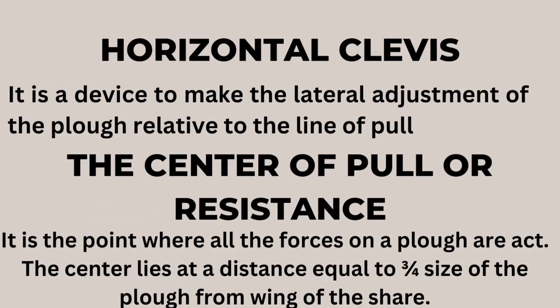Horizontal clevis. It is a device to make the lateral adjustment of the plow relative to the line of pull. Center of pull or resistance. It is the point where all the forces on a plow act. The center lies at a distance equal to 3/4 the size of the plow from the wing of the share.